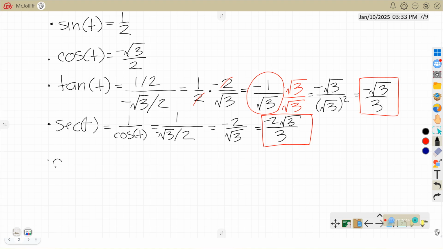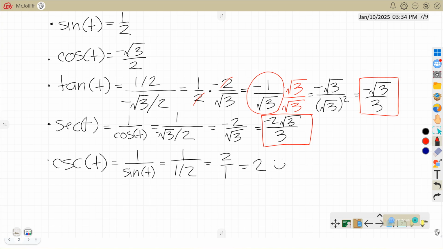Next one. After secant is cosecant, CSC. Cosecant is the reciprocal of which function? 1 over sine. Very good. And we know sine is 1/2. What's the reciprocal of 1/2? If you flip 1/2 upside down, what happens? 2 over 1. Perfect. Which is just 2. Happy face. We like the ones that don't have roots in them.